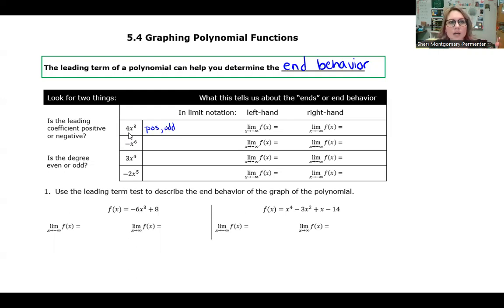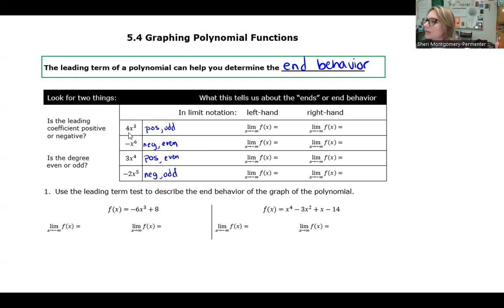Let's look at the next one. Negative x to the 6th power. Is that positive or negative? Negative. Even or odd? Even. 3x to the 4th, positive or negative? And even or odd? Do the last one. Do you agree with me with the last one?